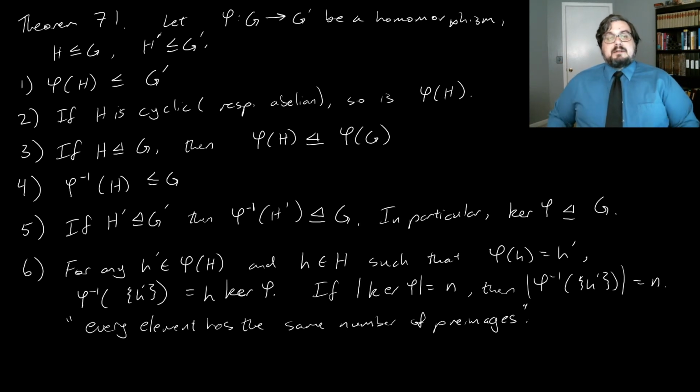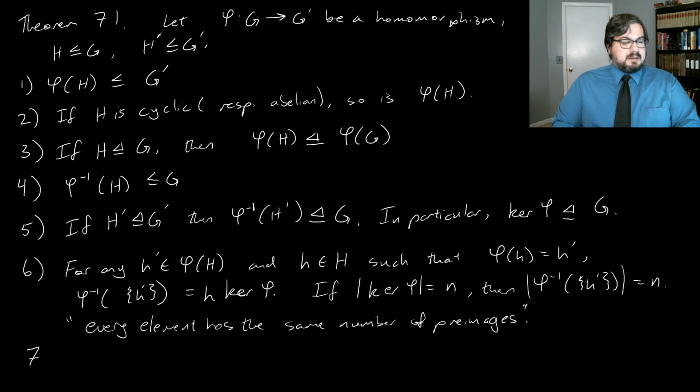So for the function phi from G to G prime, if you've got some element in G prime that has, say, 7 preimages, then every element that's in the image will have 7 preimages. There might be some things that have no preimages at all that aren't hit, but if something is in the image of phi, then we can measure the number of preimages it has by looking at the number of preimages of anything else.